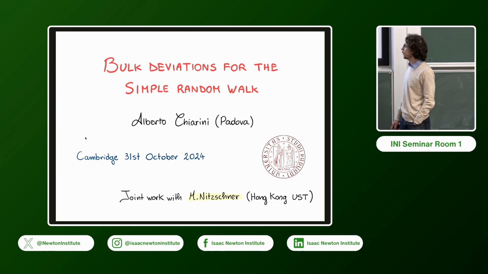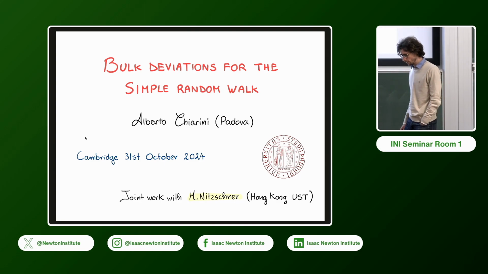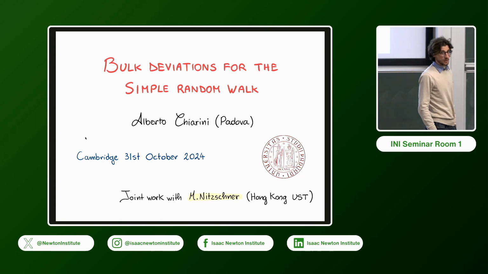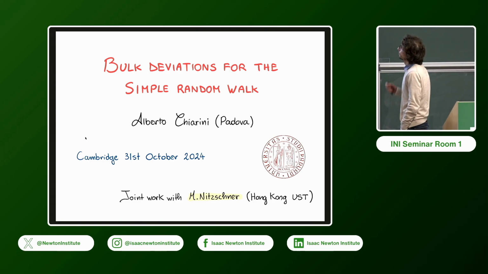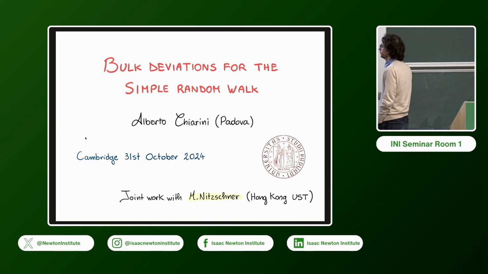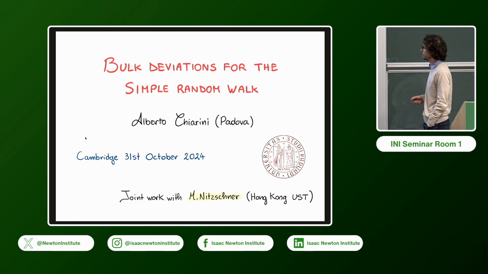Today we'll talk about a joint work with Maximilian Nitschner from the University of Science and Technology in Hong Kong, and it is about bulk deviations for the simple random walk. You will see it will have to do with random interlacements a little bit, actually quite importantly. And let's see about the range of the random walk, it will bring in capacity and so on. So it should be nice probably.